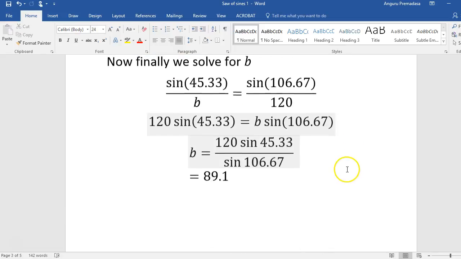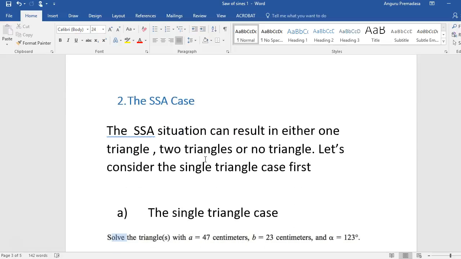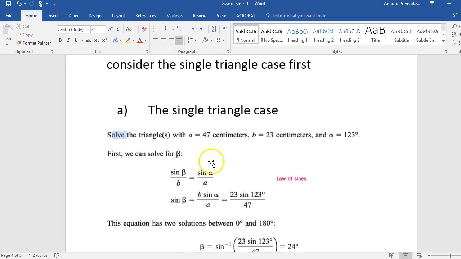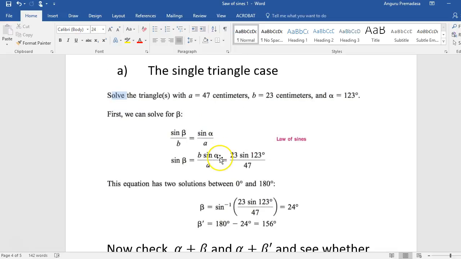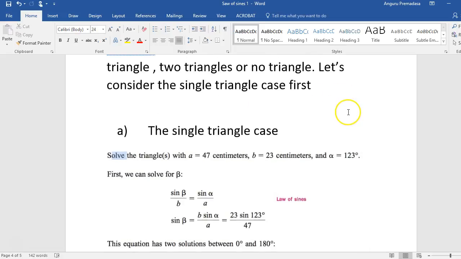Good. Okay, and then let me also take a look at the second case that we are going to do, the SSA case. The SSA case is a little bit trickier, and I will tell you why that is. So let's look at a case where we have the triangle with A equal to 47, B equal to 23, and alpha equal to 123.